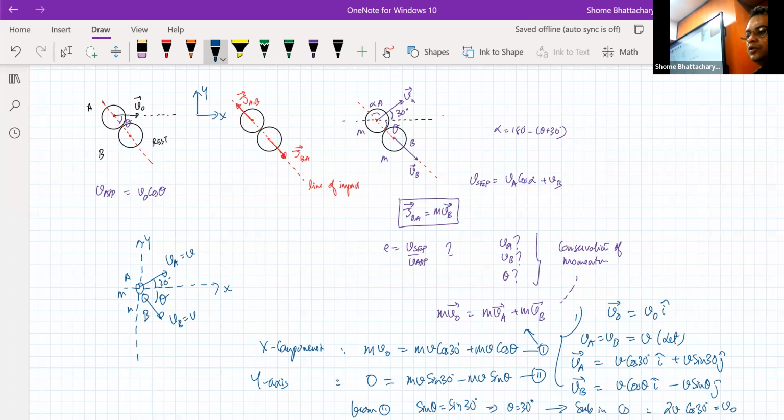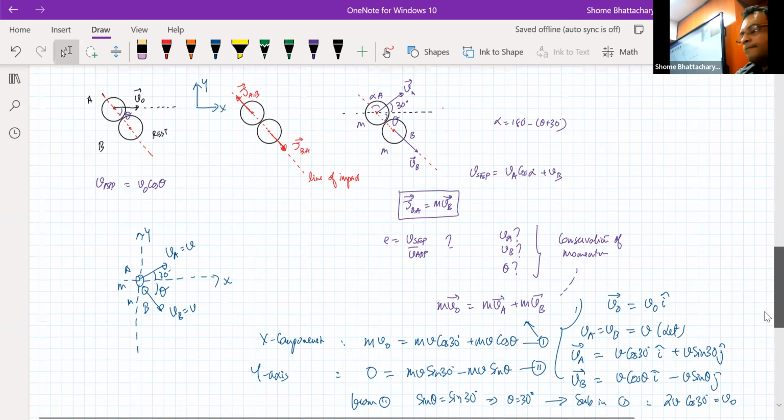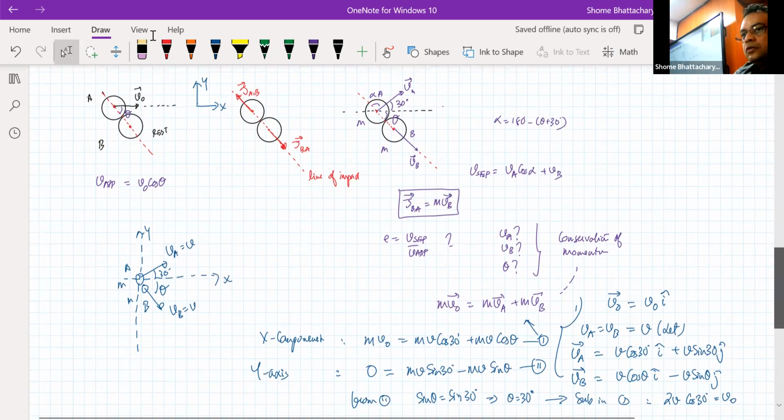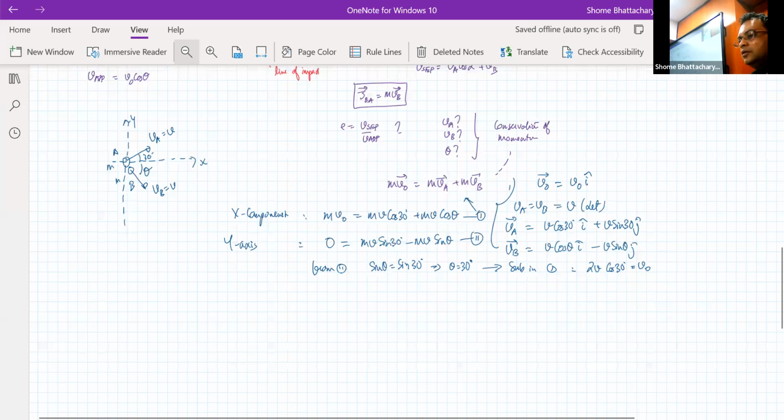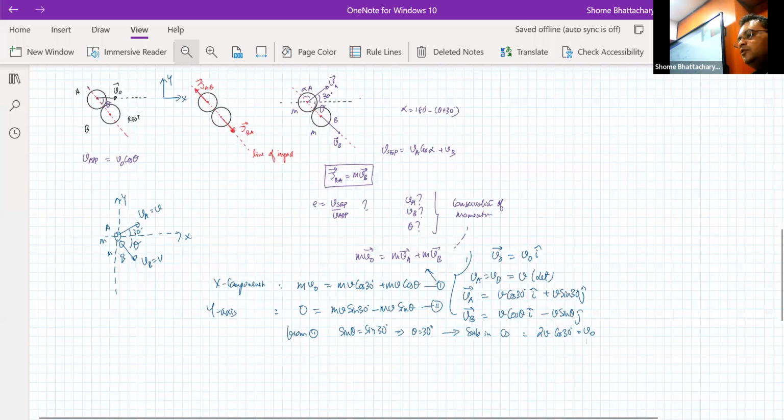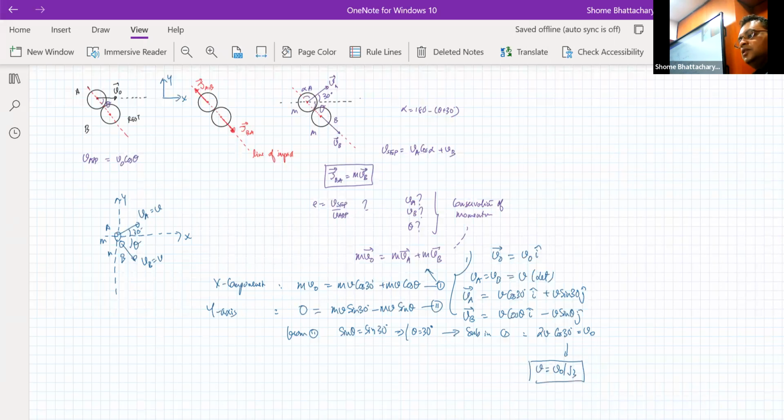So this will show us that V is how much? V naught by root 3. So this will now show us that V is equal to V naught by root 3, and this is showing us that theta is equal to 30 degrees. Now once we have got this, we'll be in a position to calculate the approach and separation velocity. I'll come back to that, but first make sure you're okay with this part.